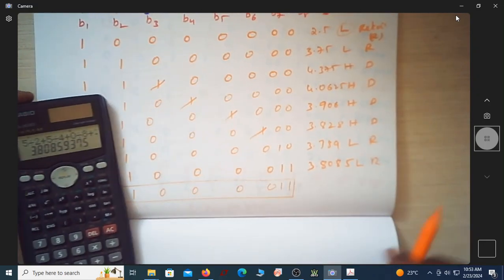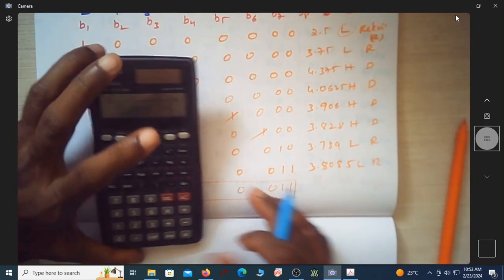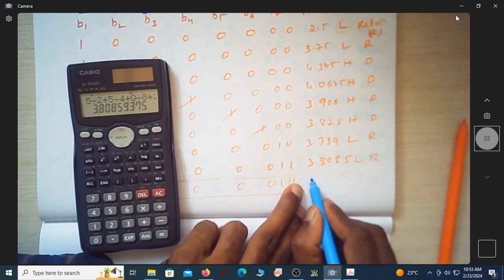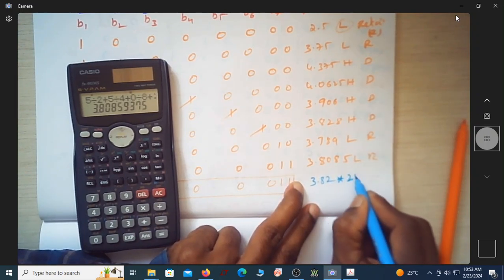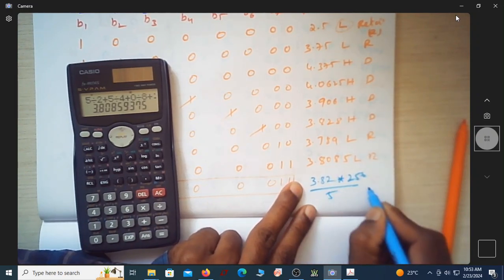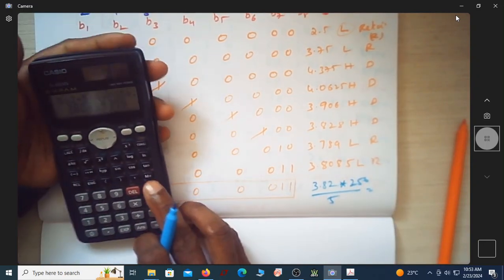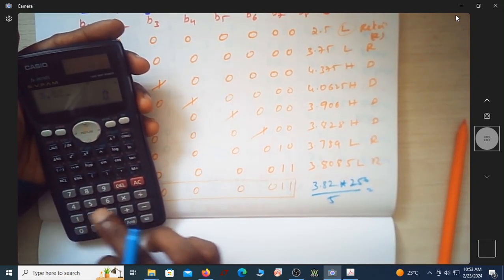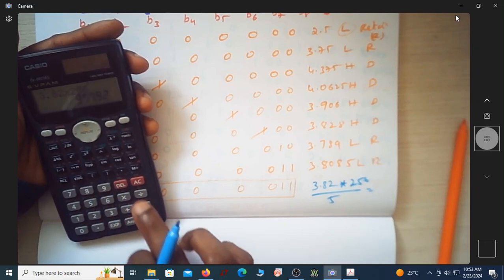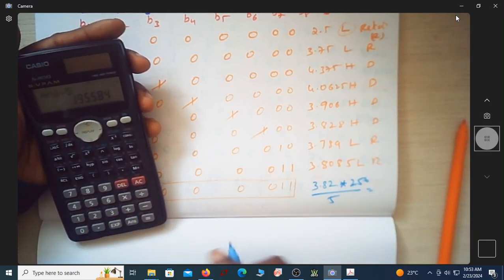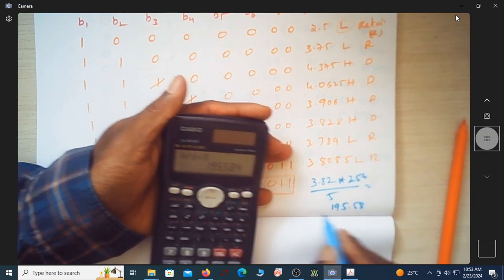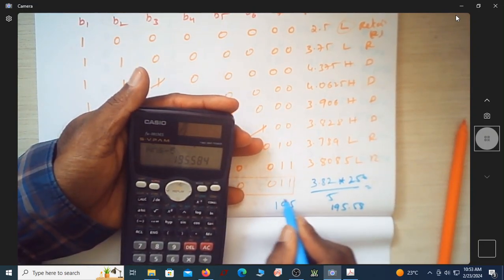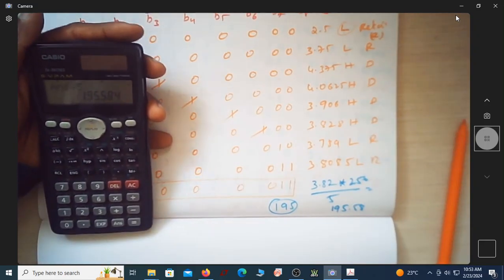Let us verify whether this is fine or not. So 3.82 corresponds to how many LSBs? It is 256 by 5 LSBs. So I'll make it 3.82 into 256 divided by 5. Is it actually 195.58? So you round it off to a lower LSB, this 195.